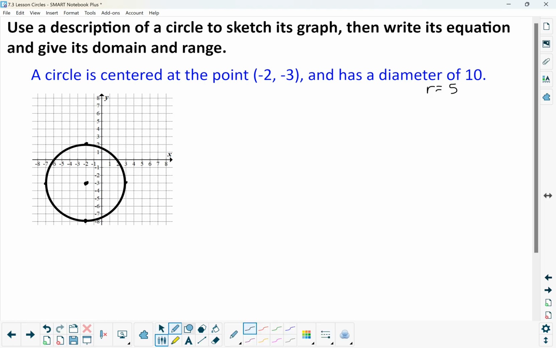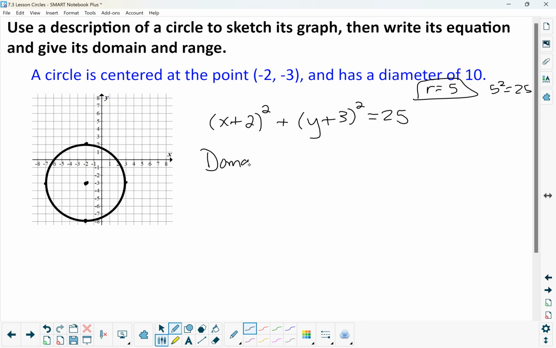So we want to write the equation and give its domain and range. Well, the equation is going to be, wow, not x plus y, x plus 2 squared plus y plus 3 squared is equal to, and our radius was 5, so in the equation we're going to see 5 squared, which is 25. The domain of this circle is -7 to 3, and the range of this circle ranges from the lowest up to the highest, so -8 to 2.